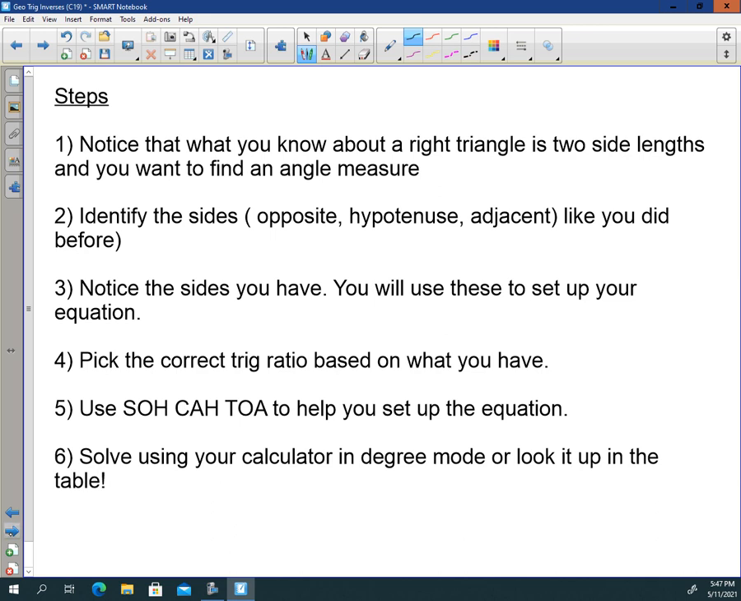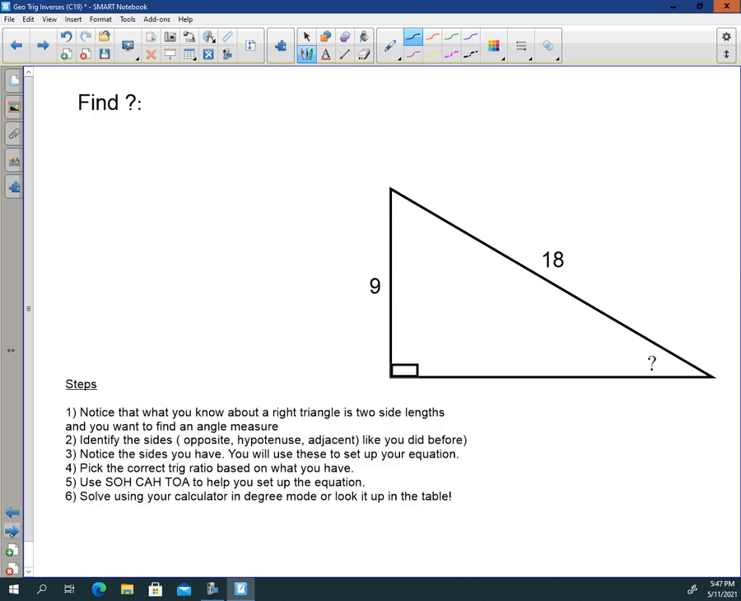Use SOHCAHTOA to help you set up the equation, and then solve. This is almost exactly like what you did before, with a slight difference. So let's try it. Notice that I have a right triangle, and what I have are two side lengths, 9 and 18, and what I want is this angle measure right here.